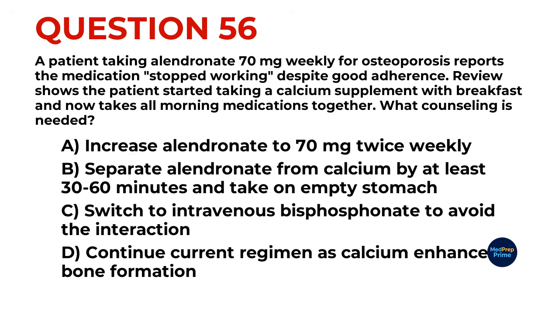Option A. Increase alendronate to 70 mg twice weekly. Option B. Separate alendronate from calcium by at least 30 to 60 minutes and take on empty stomach. Option C. Switch to intravenous bisphosphonate to avoid the interaction. Option D. Continue current regimen as calcium enhances bone formation.